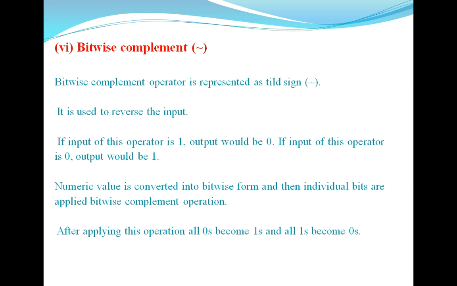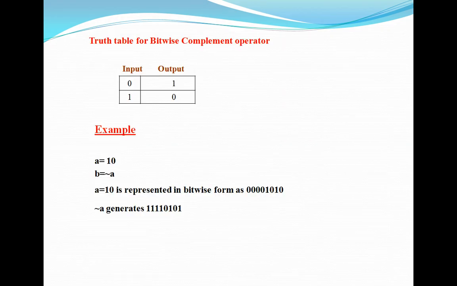First of all, numeric values are converted into bitwise form. Then the bitwise complement operation is applied on the individual bits. After applying this operation, all zeros become 1 and all ones become 0. Let's explain this with the help of a truth table. Suppose input is 0, output will be 1. If input is 1, output will be 0.